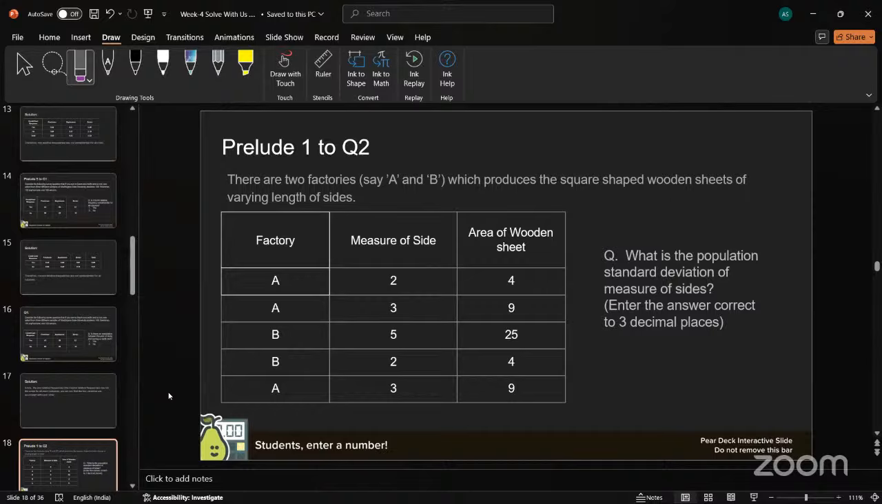Video is paused. Okay, I'm not doing anything right now. Okay, are you guys solving this? Hello. Yes, 30 seconds more. Okay, okay.